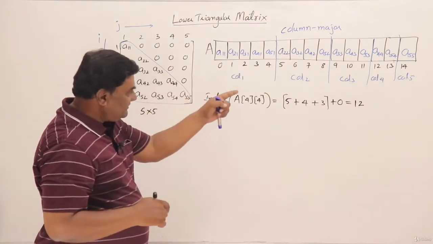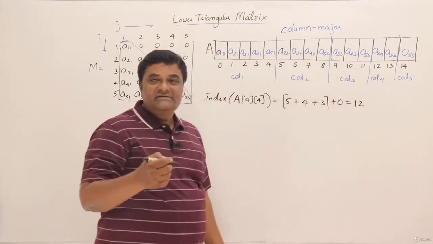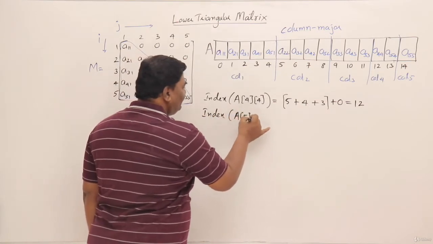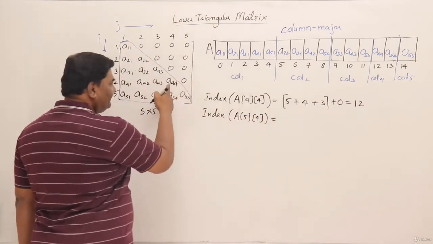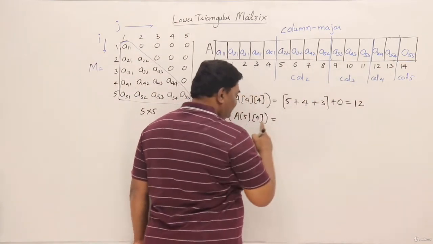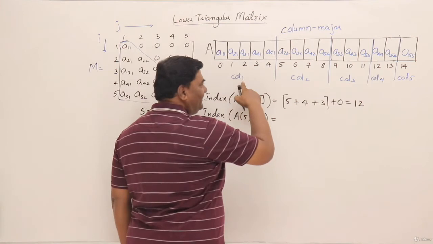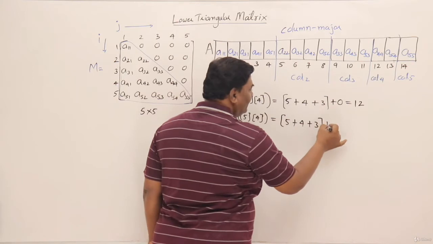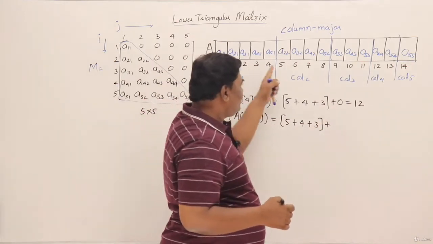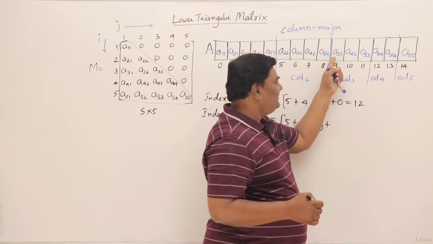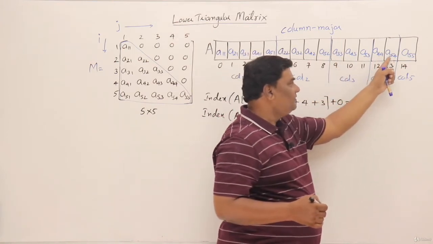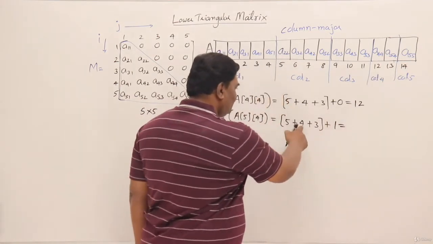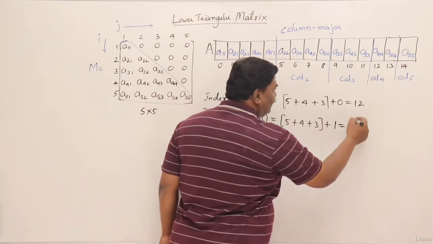That is in the same column, column 4. So let us get the index for that one. Index of A of 5 comma 4. This is again in the fourth column. For reaching the fourth column, I should skip 5 elements, 4 elements, then 3 elements. So this is 5 plus 4 plus 3. When I have skipped the first column, I am here. Second column I skip, I am here. Third column I skip, I am here. Then how much should I move ahead? Just one element forward. So this is 1. So 5 plus 4, 9, 9 plus 3, 12, 12 plus 1, 13. And I got the index 13.